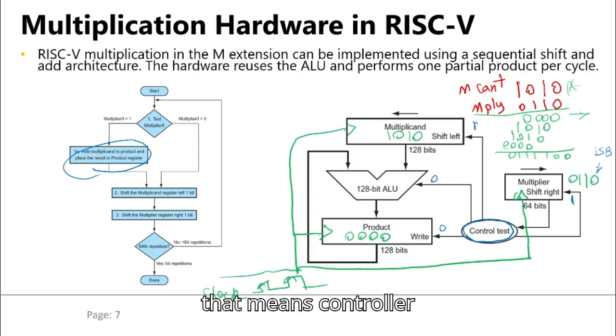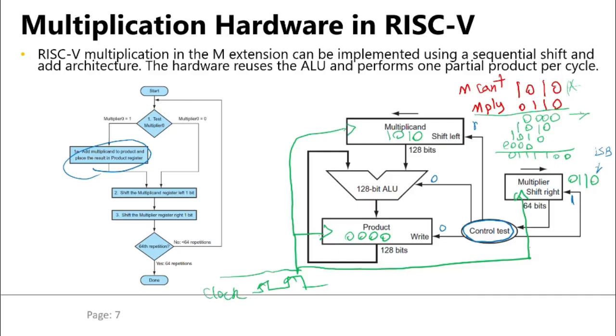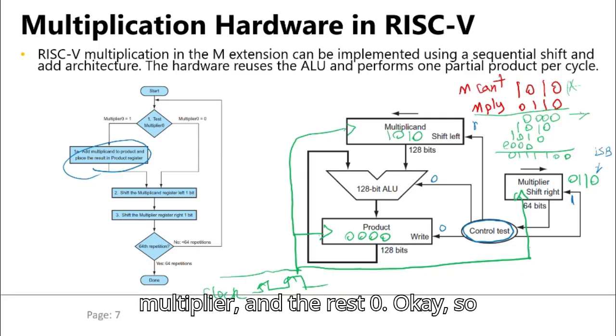So that means the controller, in the time that it has, probably before the clock comes, the control unit, here is just a control test, but normally the control unit is actually combinational logic, so it doesn't need a clock. It generates signals based on the value of the least significant bit. Say this is 0. We don't need add. We don't need this part. So we just need shift. So the shifter gets 1, shift left, shift right, multiplier, and the rest 0.